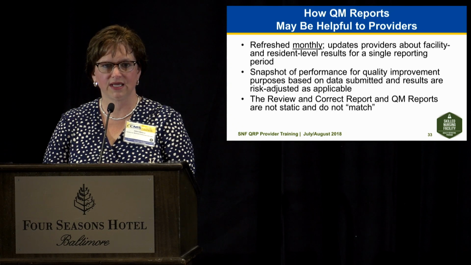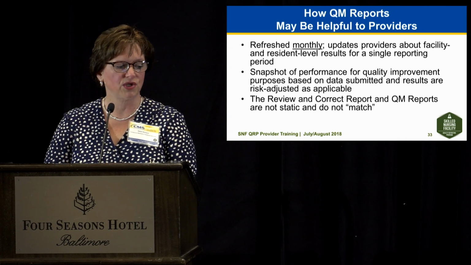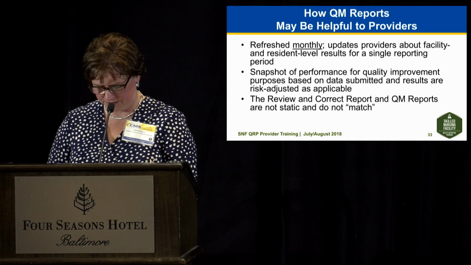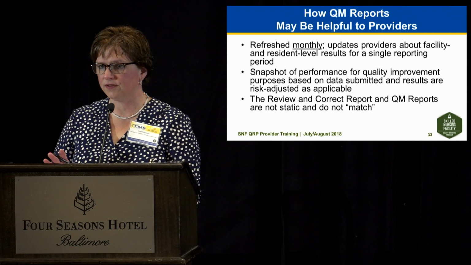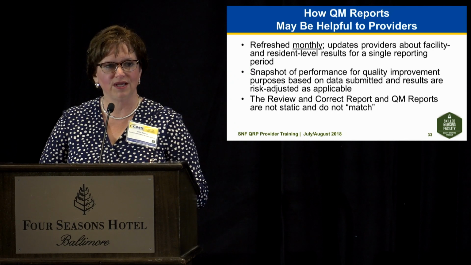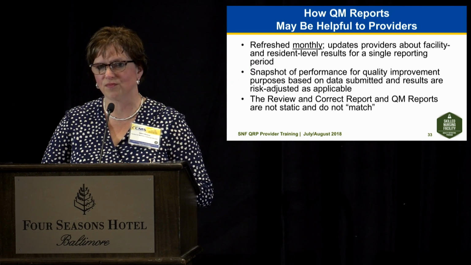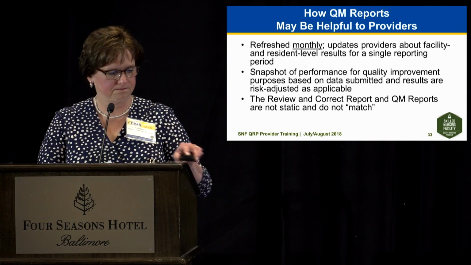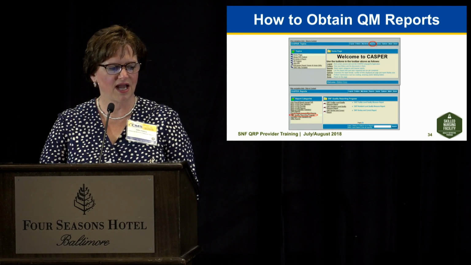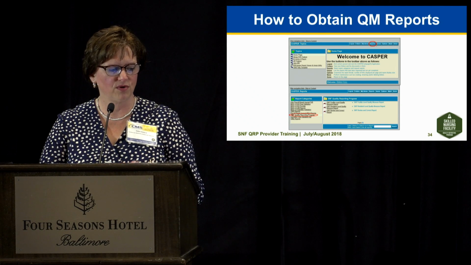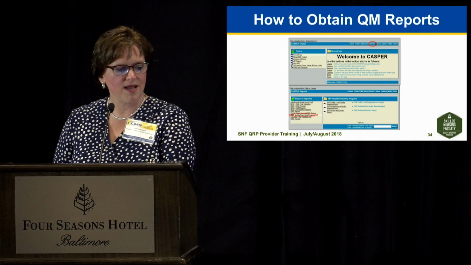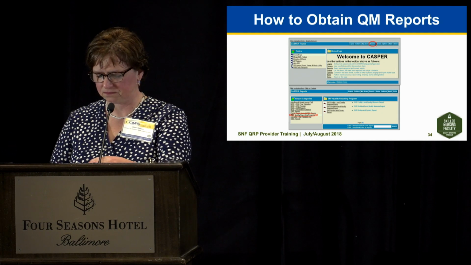It's important to understand that the review and correct reports and QM reports are not static, and the data on those reports will not match. Each of these reports, the review and correct and the quality measure reports, are calculated at different intervals, so you will never be able to reconcile the data between each of those reports. And here are just screenshots showing, again, how you would access the SNF Quality Reporting Program report category, and noting that the 3 SNF QRP reports are available on the right-hand side of the page.